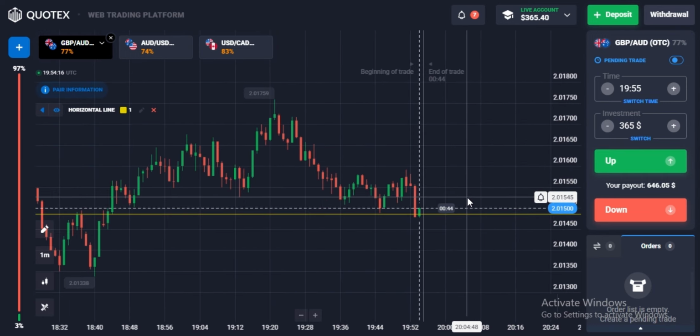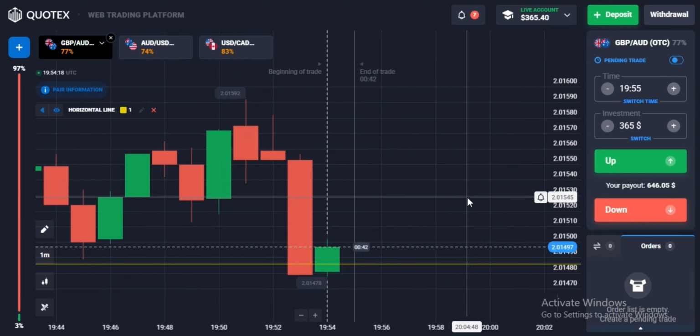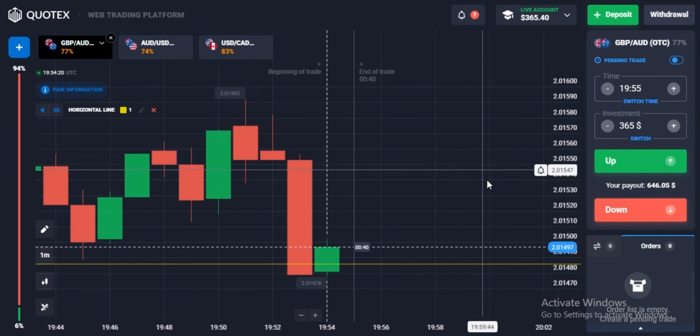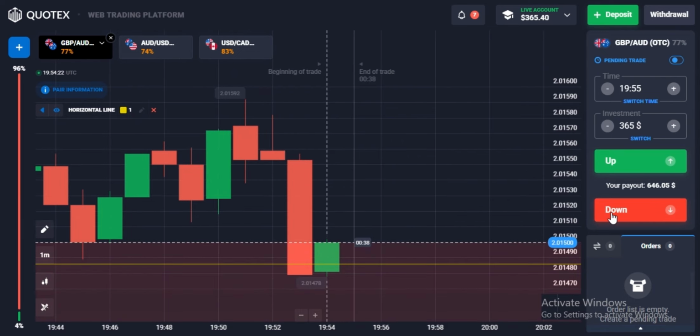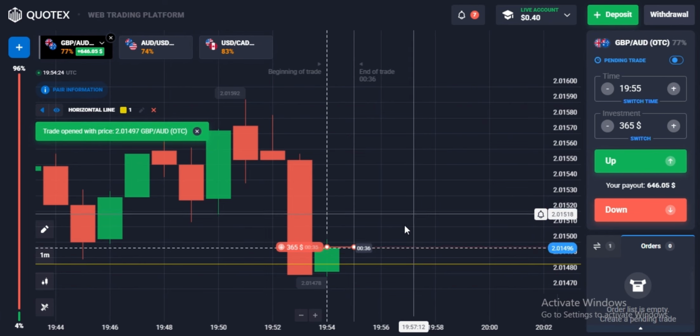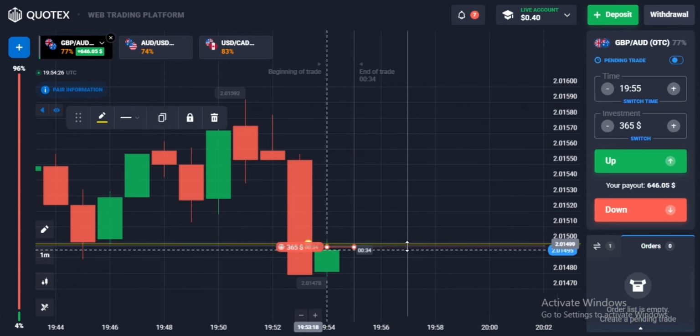Let's move on. I'm switching back to GBP/AUD. Now, look at this structure. We're seeing a downtrend. The market is making lower highs. I've placed a down option here.